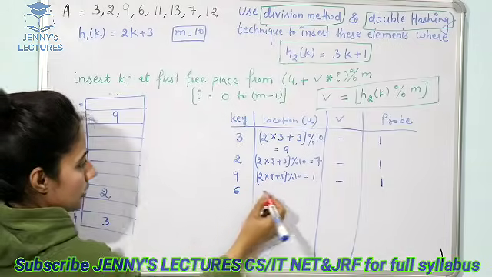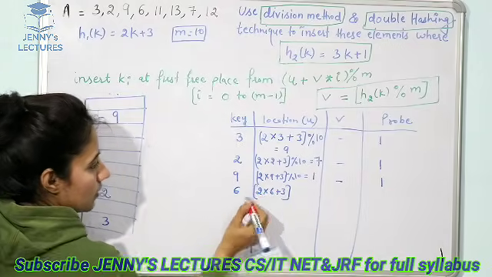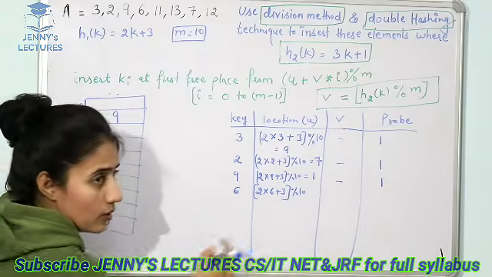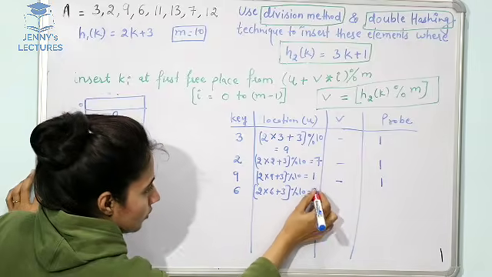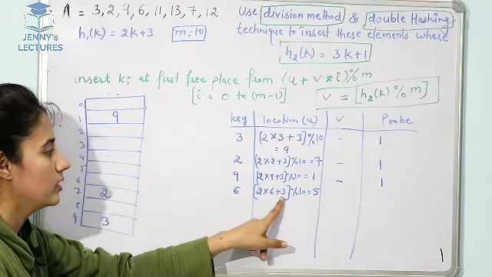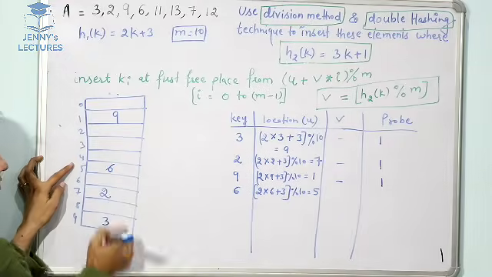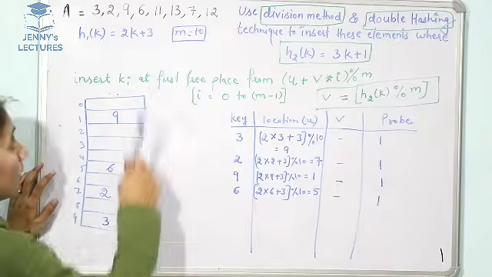Now for 6. 2 into 6 plus 3, we are applying this hash function. Okay, and mod m value is 10. What should be this value? This one is 5. 6 into 2 is 12. 12 plus 3 is 15 mod 10, that is 5. Go to 5th place. Yes, this one is free, we can insert 6 at this place. No need to calculate v, number of probe is only 1.